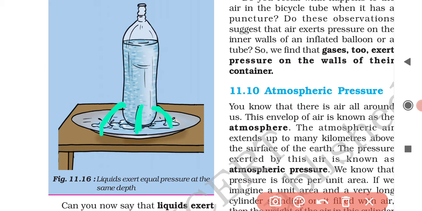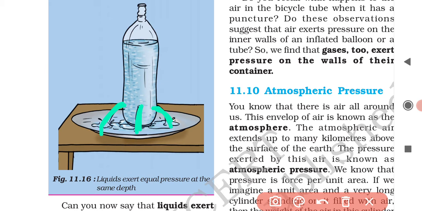Okay, so the 4 jets of water can fall at equal distance on the sides of the bottle, and this happens only if the pressure of water at the depth of the holes in the bottle is equal. So from this activity also we can conclude that a liquid exerts pressure on the walls or sides of its container, and a liquid exerts equal pressure at the same depth.